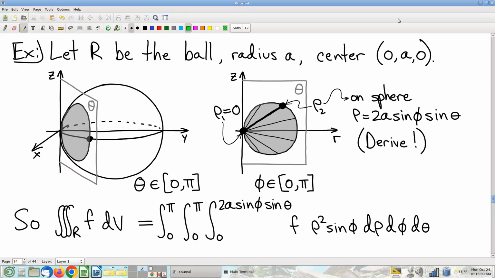Okay, so here's where we were last time. We were talking about doing integrals in spherical coordinates. We were mostly done with that, but not quite. A couple more examples I want to show y'all.